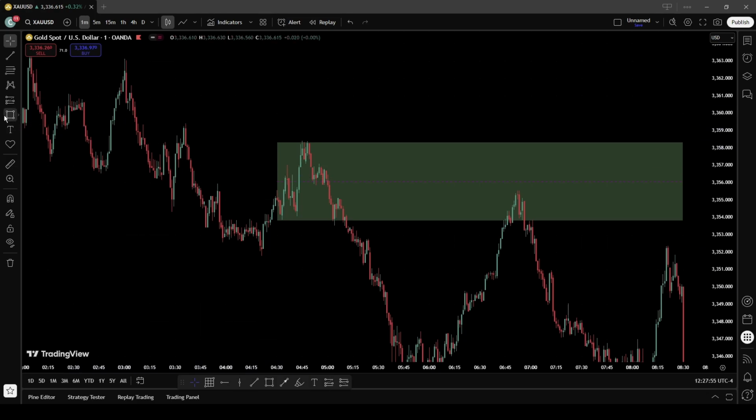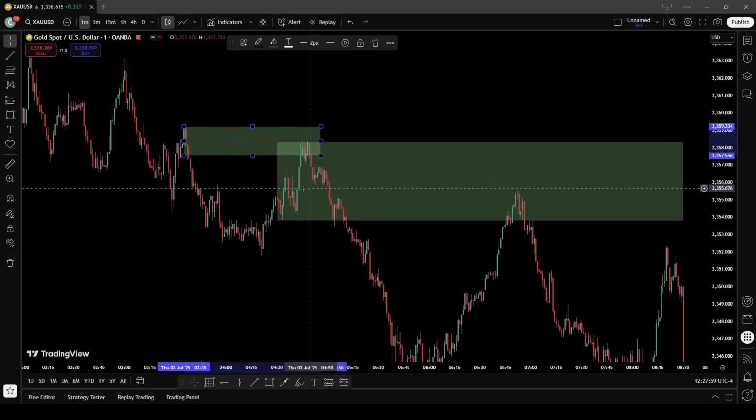This is beautiful, man. Market came out aggressively, so we tapped into that. We closed below this area, our entry, stop loss. That's just a teaser.